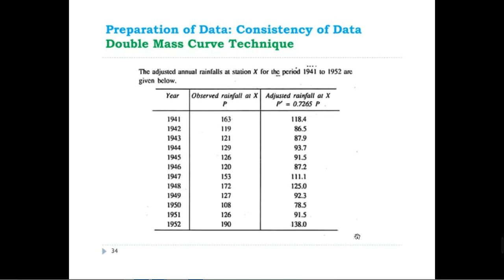The adjusted rainfalls at Station X for the period 1941 to 1952 are given below. Observed rainfall, index, and the adjusted rainfall index P. For 1941 it is 163, this is P dash. So we can find this one value, the adjusted rainfall.